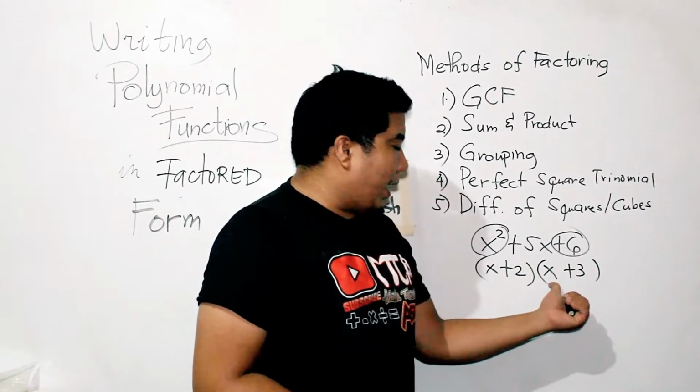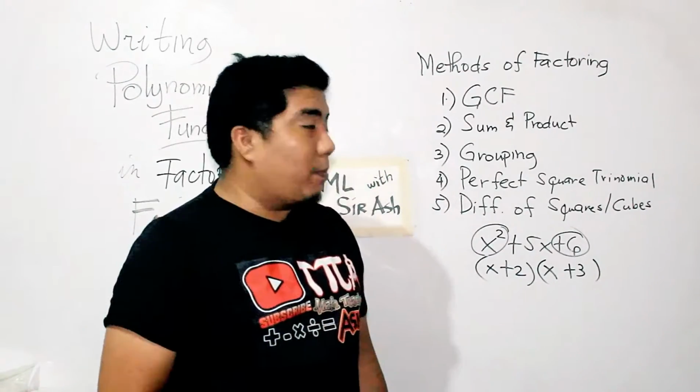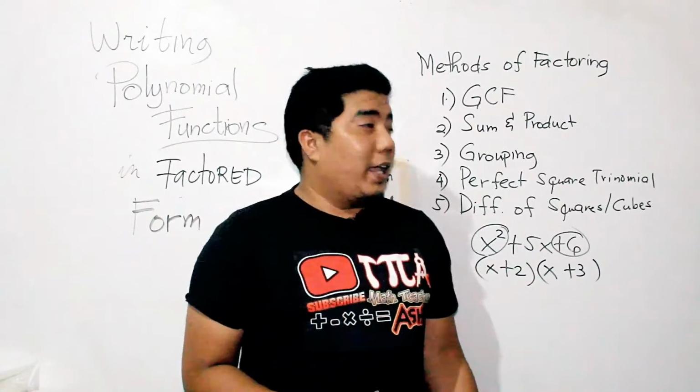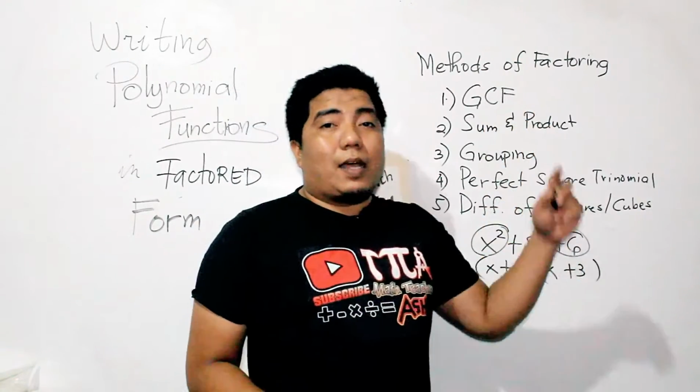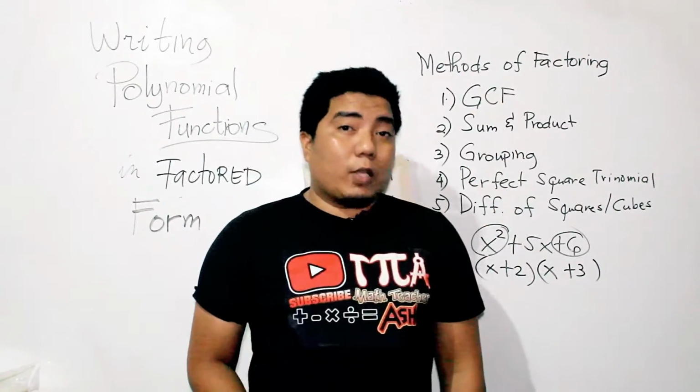If you add 2x and 3x by the use of the FOIL method, you will get the middle term, that is 5x. And this is how you apply the sum and product pattern. Now, how about the grouping?